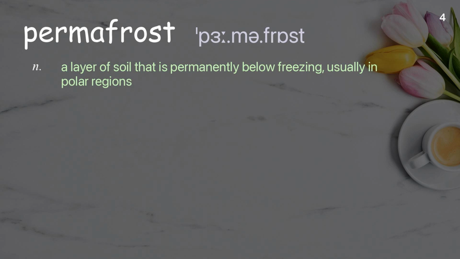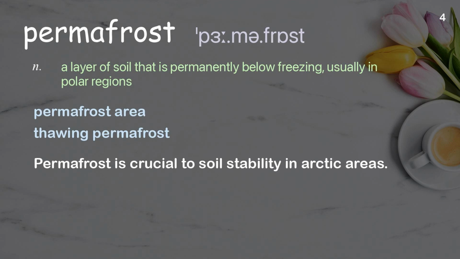Permafrost. A layer of soil that is permanently below freezing, usually in polar regions. Examples: Permafrost area. Thawing permafrost. Permafrost is crucial to soil stability in Arctic areas.